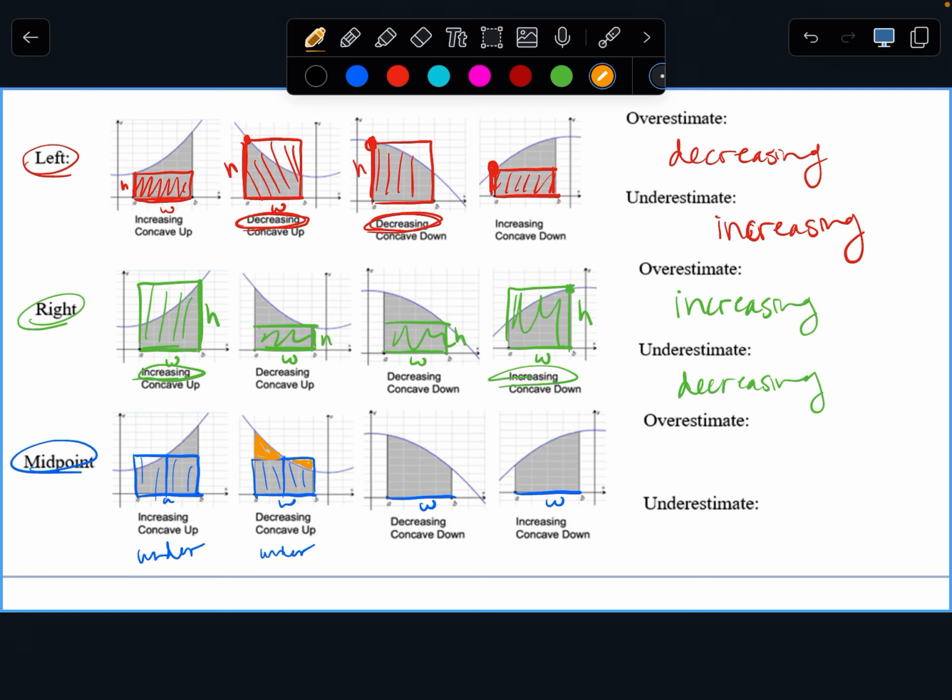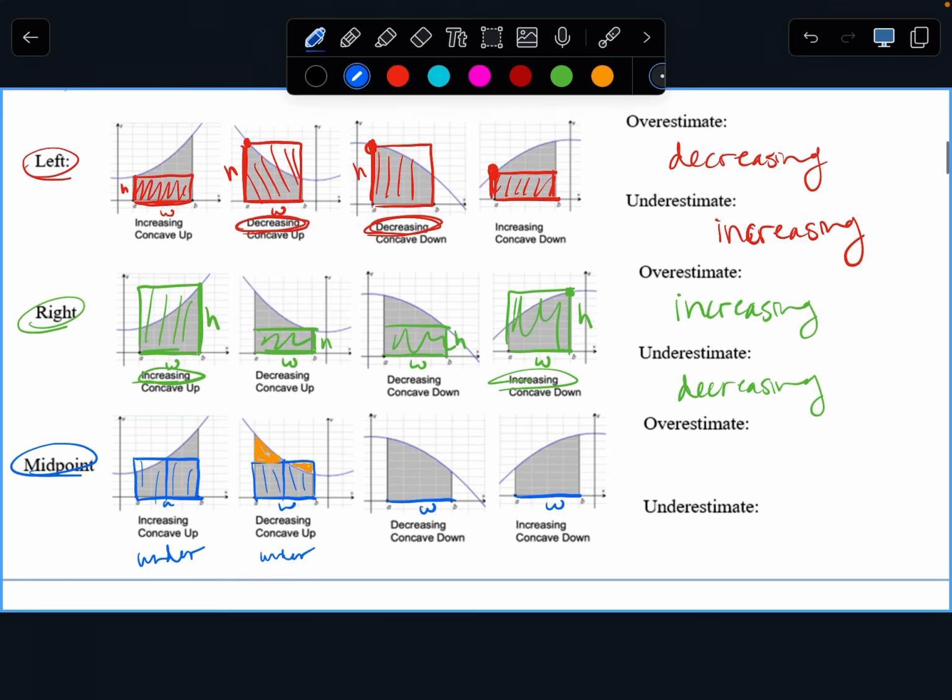Okay. So that orange piece on the left is more. And then here, same idea. This one, it looks like the airspace is bigger. Not by much, but this is going to be an over. This one, and this over. So what do they have in common?